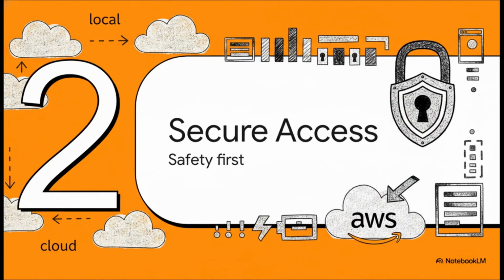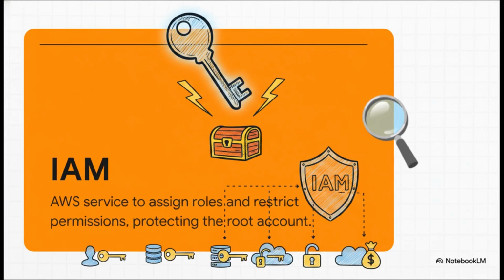Safety first. Assuming our local test went off without a hitch, we're finally ready for the cloud. But we're starting with security. When you first sign up for AWS, you're handed what's called a root account. This account has literal godlike powers over your billing and all your infrastructure. Industry best practice dictates that you almost never, ever use this root account for your daily tasks. Instead, we use something called IAM, Identity and Access Management. This is the service that lets you create specific users with very granular, restricted permissions.